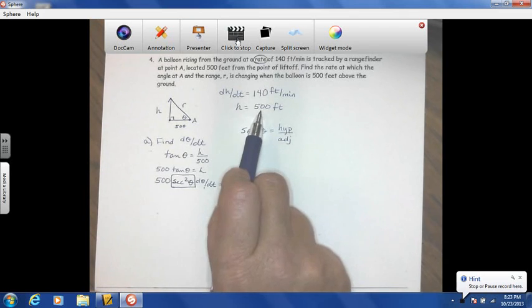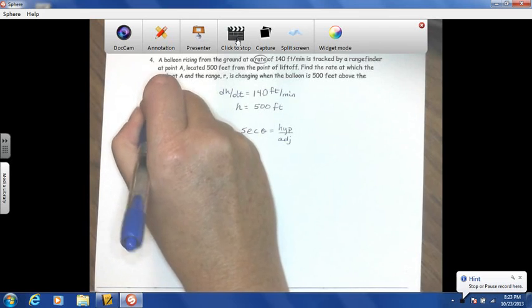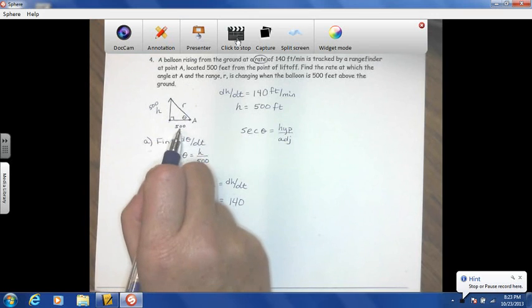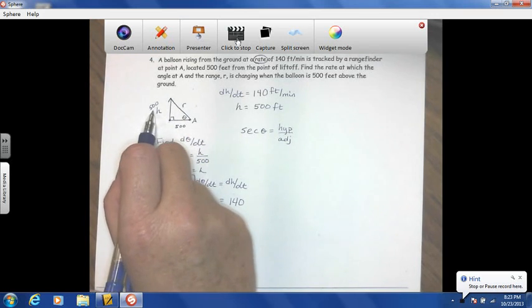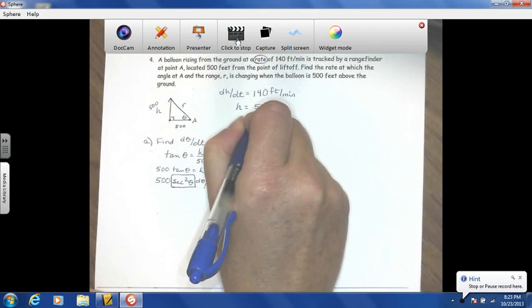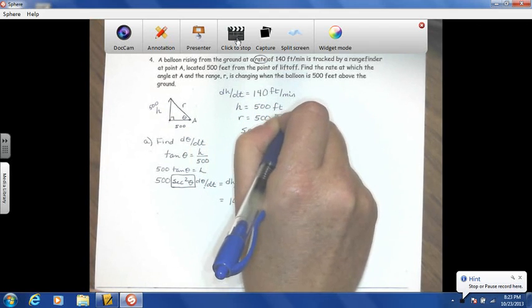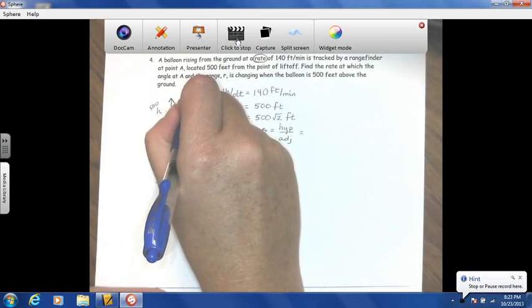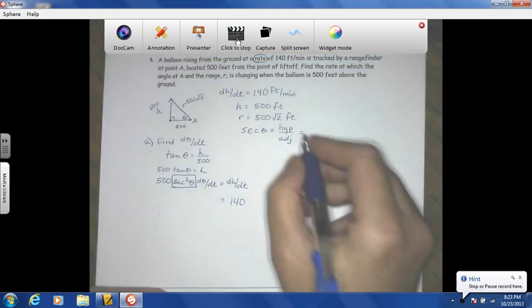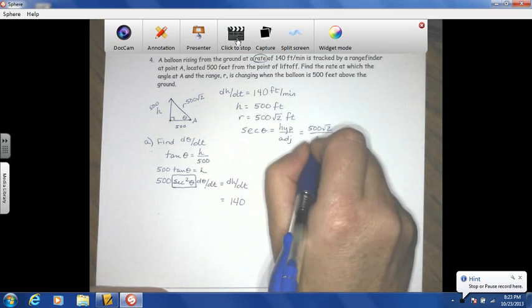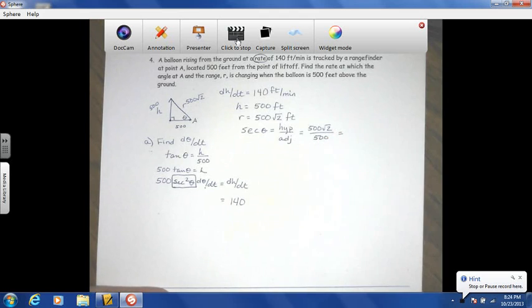So at the snapshot of 500, I can use Pythagorean theorem to figure out what that range is. So 500 squared plus 500 squared, and then take the square root to find that range, we end up with 500 times the square root of 2. So that means that the secant is going to be the hypotenuse, which is 500 square roots of 2, divided by the adjacent, 500. And that simplifies to the square root of 2.